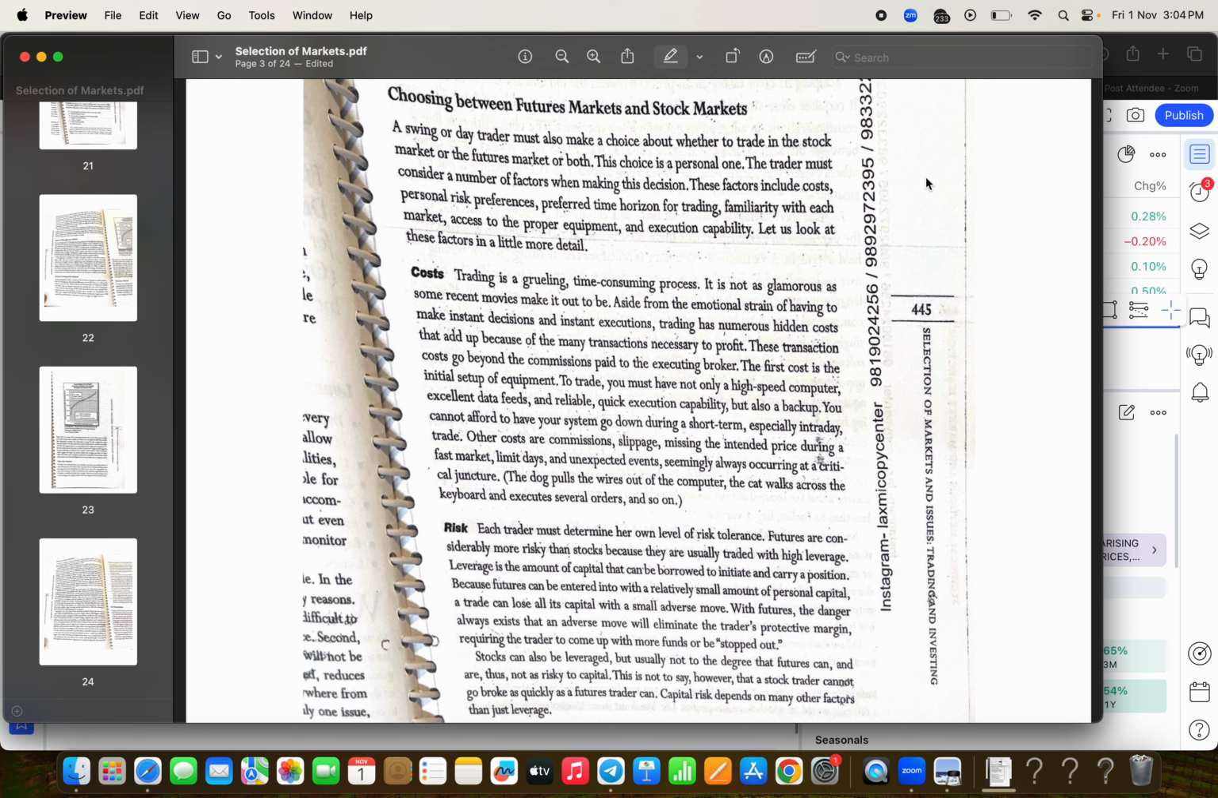So the first cost is the initial setup of equipment. If you want to trade, if you want to be a proper trader, you need a laptop, or you need a desktop, and you need TradingView, for example, or these sorts of things. Like right now you are studying for CMT, right?